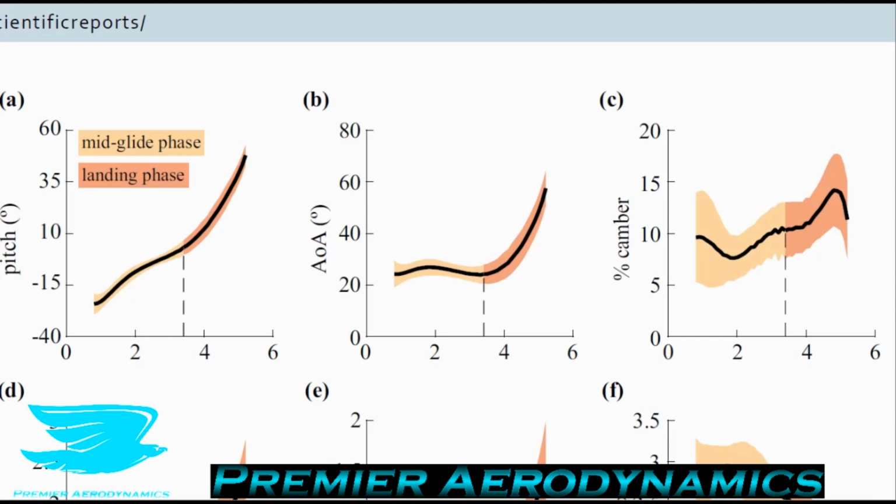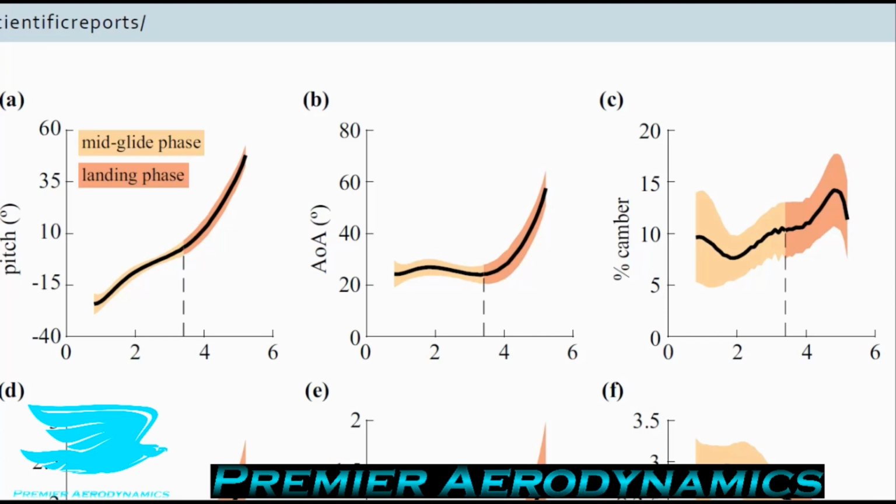The drag coefficient is a little bit high in terms of our airplane standards, but for an animal just gliding around, that's pretty sweet. In the landing phase, the lift coefficient and drag coefficient both increased at similar rates of 0.48 and 0.52 per minute.